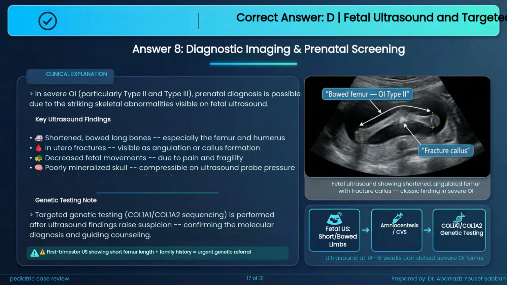fetal ultrasound. Key ultrasound findings include shortened bowed long bones, especially the femur and humerus, in utero fractures visible as angulation or callus formation, decreased fetal movements due to pain and fragility, poorly mineralized skull compressible on ultrasound probe pressure, and beaded ribs from multiple healing rib fractures.